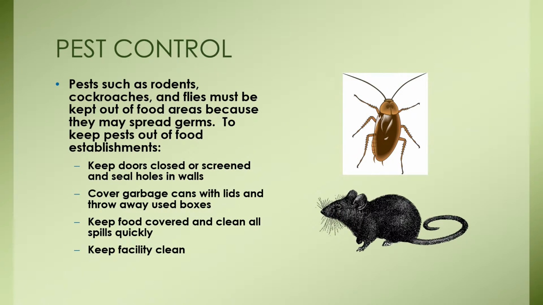Pests such as rodents, cockroaches, and flies must be kept out of food areas because they may spread germs. To keep pests out of food establishments, do the following. Keep doors closed or screened and seal holes in the walls. Cover garbage cans with lids and throw away used boxes. Keep food covered and clean all spills quickly. And finally, keep the facility clean.